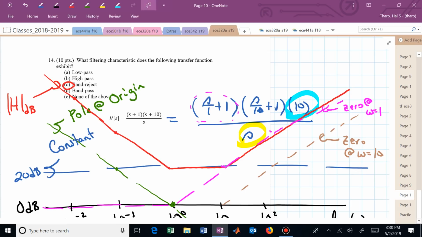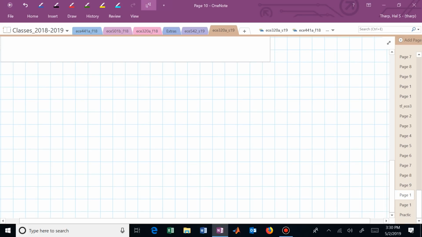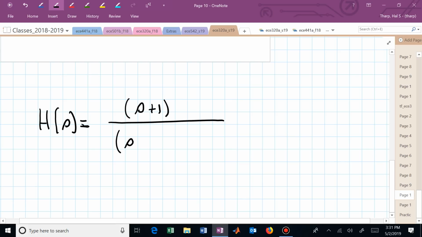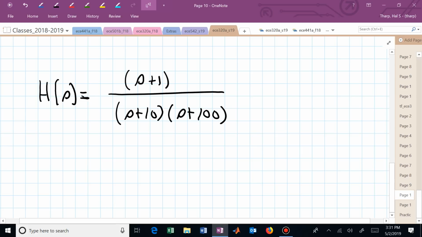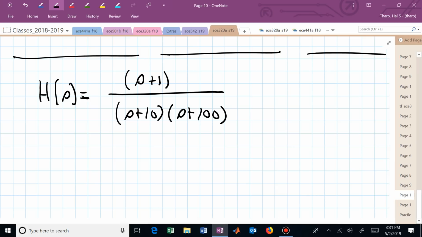And you could do this for different kinds of transfer functions. If somebody gave you H of s that might look like, let's say, s plus 1, and let's say this is s plus 10, s plus 100. What's that look like? So this is now a different one, but now I could say, what filtering characteristic does this transfer function possess?